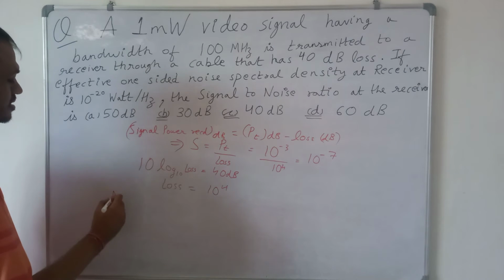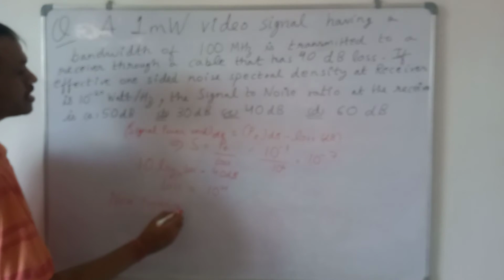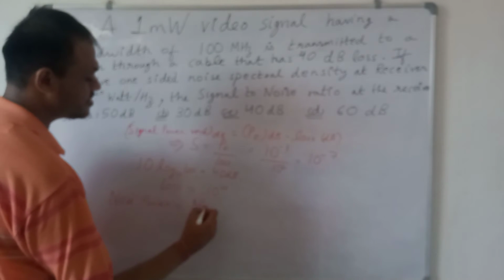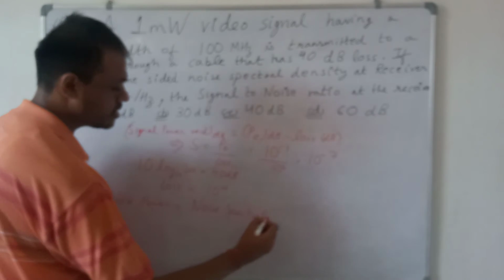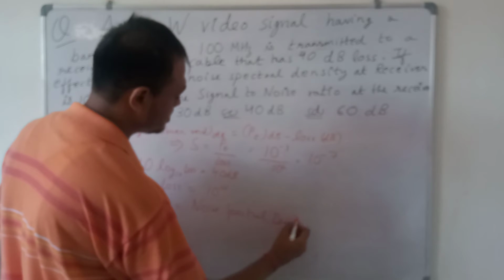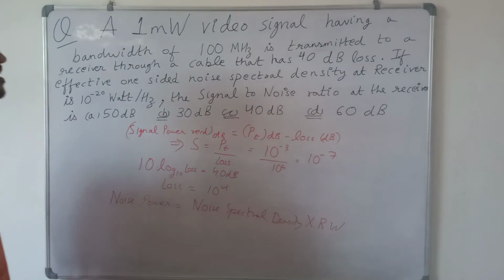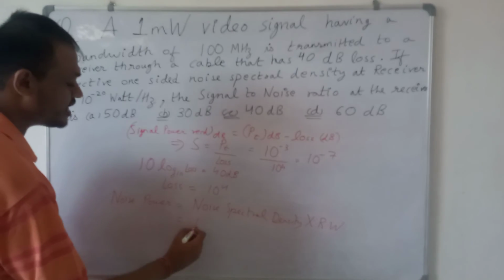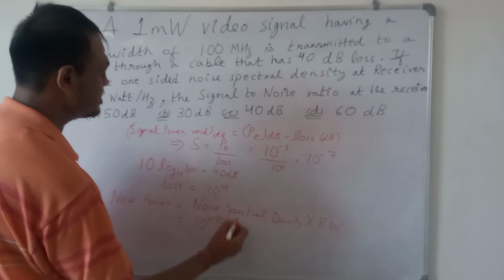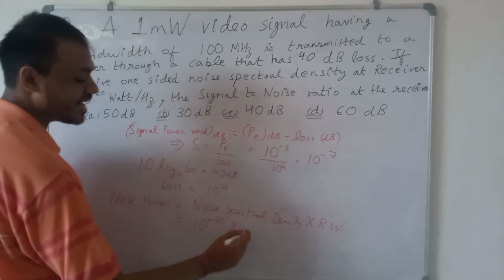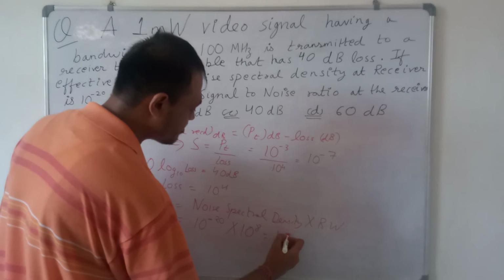Now the noise power will be equal to noise spectral density into bandwidth. So noise spectral density is given as 10 to the power minus 20 watt per hertz. So 10 to the power minus 20 into bandwidth, which is 100 megahertz or 10 to the power 8 hertz. So this is equal to 10 to the power minus 12.